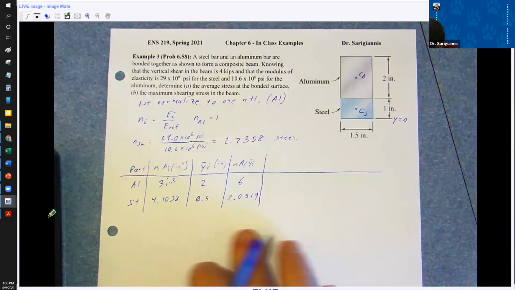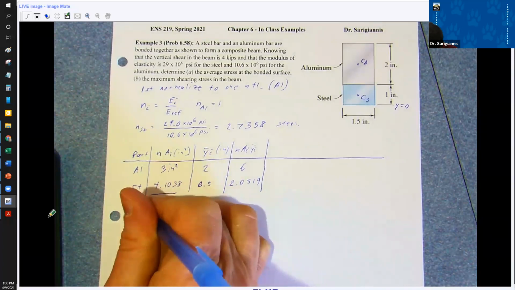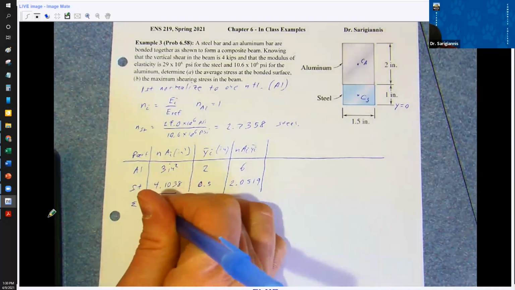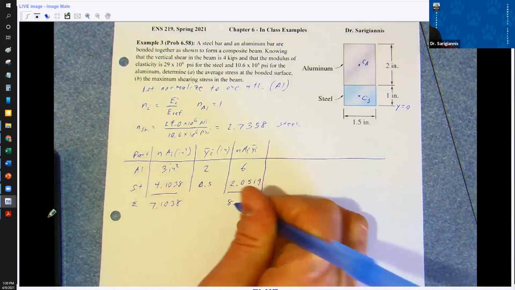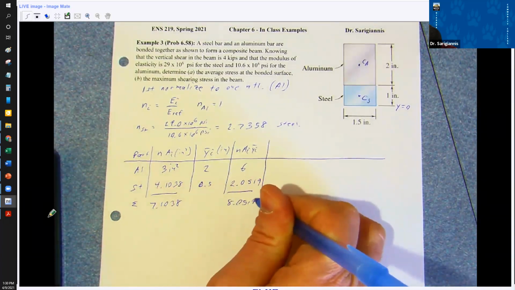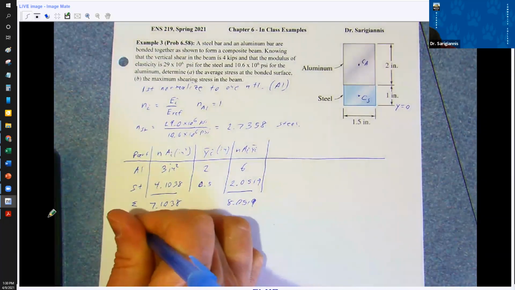From here, we can find the centroid, right? We sum these up. Here we've got 7.1038. Here we've got 8.0519.